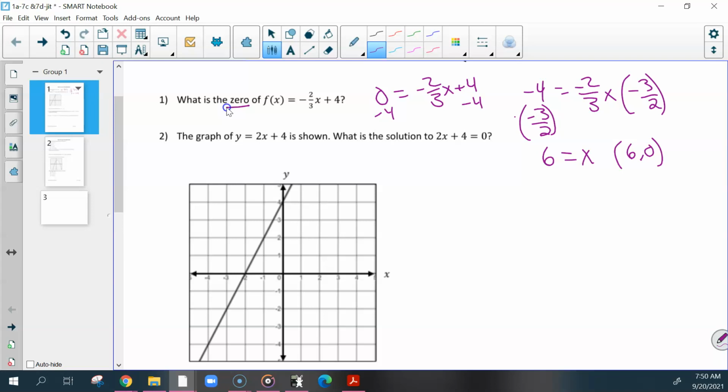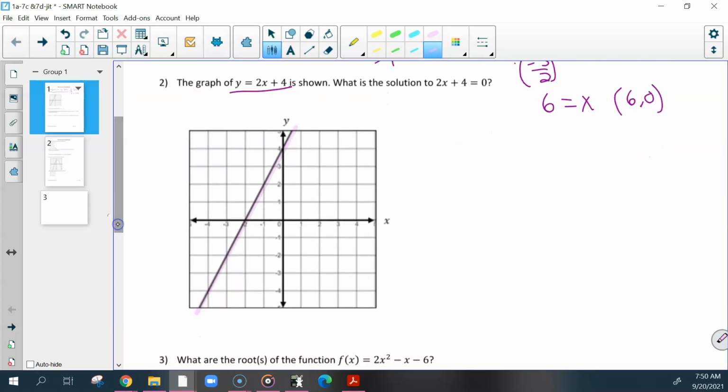Number 2 said it's already giving you this graph. Really, this line is, or this equation is this line right here. And it's asking for the solution. Solution is another word for 0, x-intercept, root. So all you have to do is look and see where does this cross the x-axis, and that would be at negative 2, sorry.